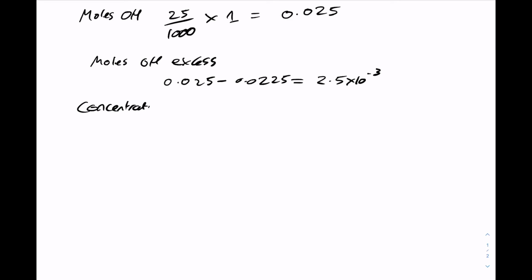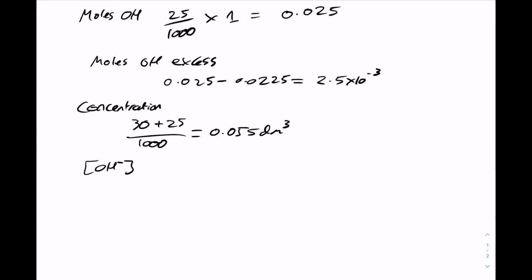Before we can do a concentration, we need to work out the volume. So we'll take the 30 centimetres cubed of acid and we'll add that to the 25 centimetres cubed of potassium hydroxide, and we'll divide that by 1,000 to give us a volume of 0.055 decimetres cubed. And then we'll be able to work out the concentration of hydroxide ions. To do that, we'll do 2.5 times 10 to the minus 3. That was what was left over from the excess. And we'll divide that by the volume of 0.055 to get a concentration of 0.045 moles per decimetre cubed.